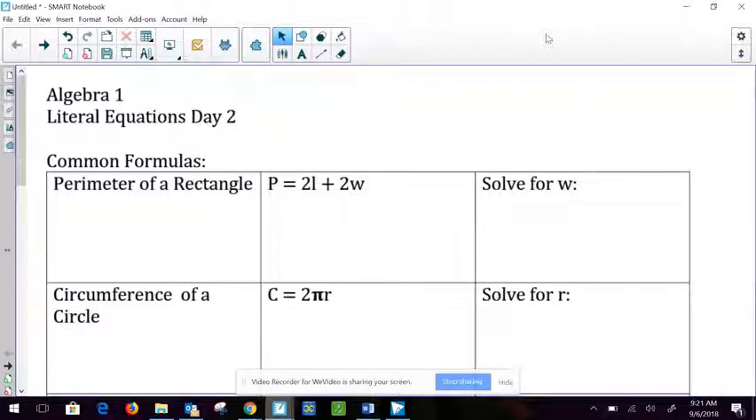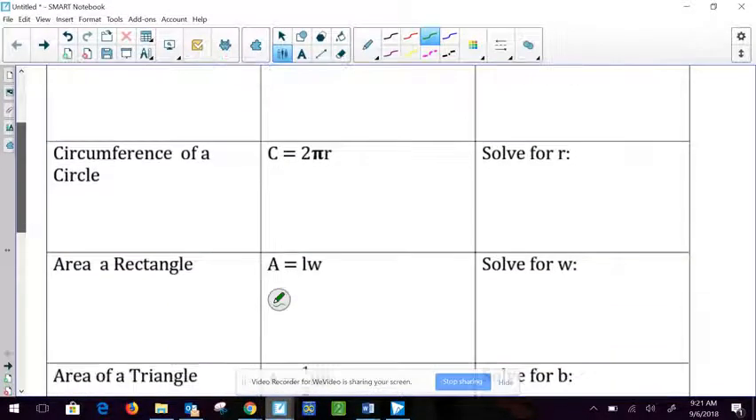That's great. Today we're going to be doing more literal equations. On the front side of your notes, we're actually not going to go through every one of these problems. I am, however, going to highlight some that I think are pretty important to know how to handle. So let's look at the circumference of a circle.